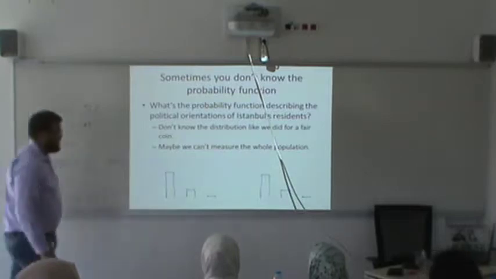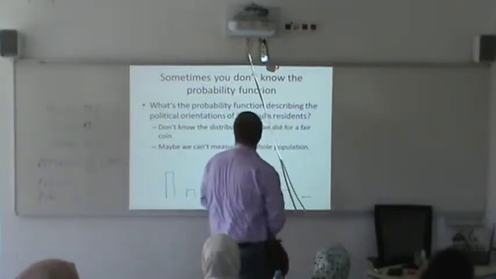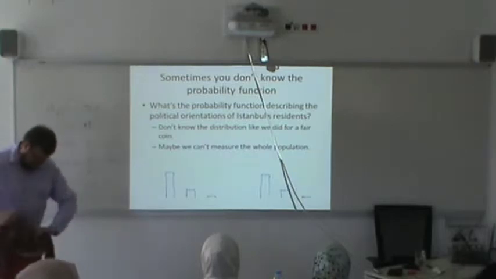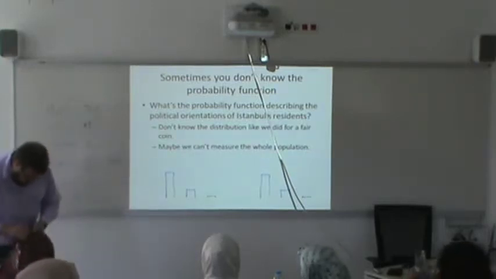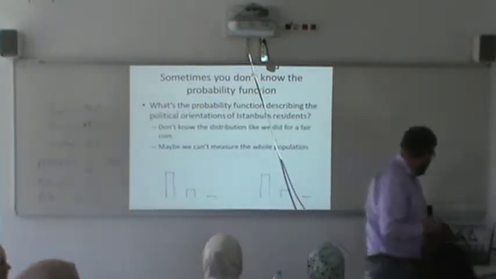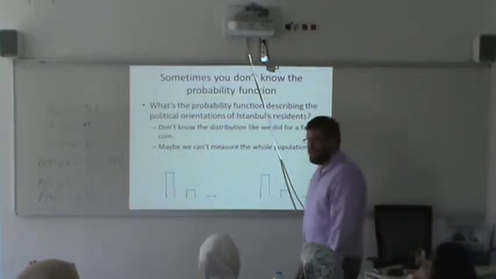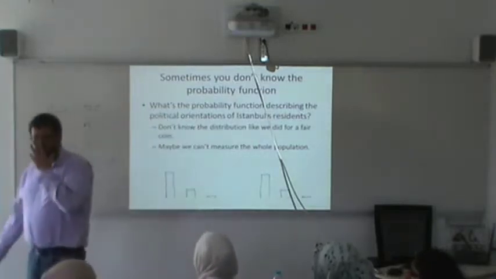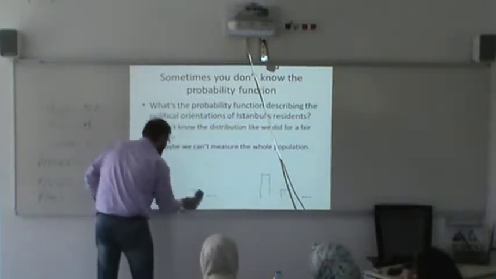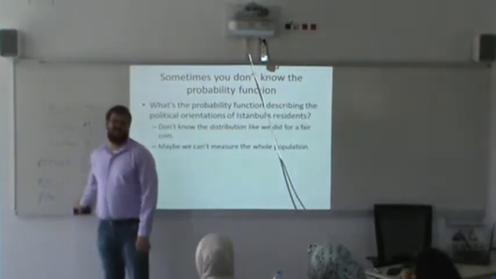Okay, sometimes you don't know what the probability function is. So let's say, what's the probability function describing the political orientations of Istanbul's residents? So what different political parties do you have? There's AKP, CHP, MHP, my favorite, which is the Kebab Partisan. There are lots of parties.